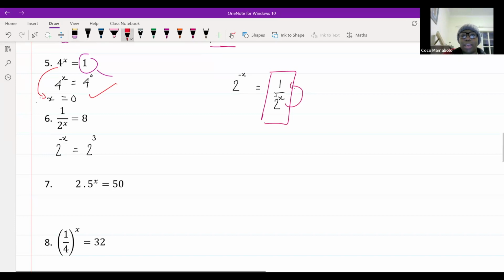I've got the same base, so those two will cancel. And now I've got negative x is equal to 3. Therefore, x will equal, I can't have negative x, I want x. Therefore, x is equal to negative 3. All right, so we just need to know how to manipulate the mathematics a little bit and get it done.